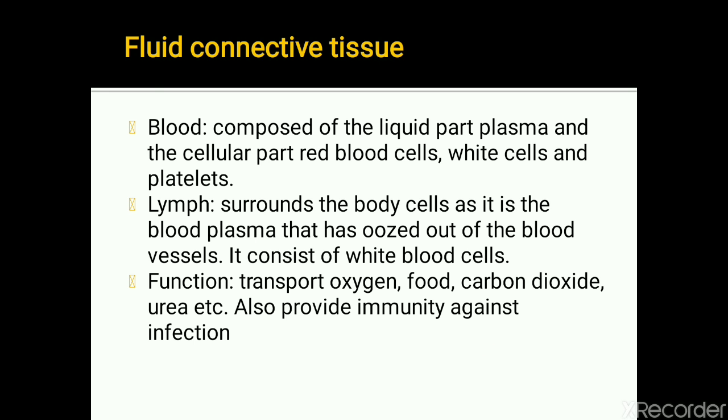Next is fluid connective tissue. Fluid connective tissue is composed of two, that is blood and lymph. The blood is composed of a liquid part called plasma and the cellular part called RBC, WBC, and platelets. And the lymph is the fluid which is white in color. It surrounds the body cells as it is formed of the blood plasma which has oozed out of the blood vessel.